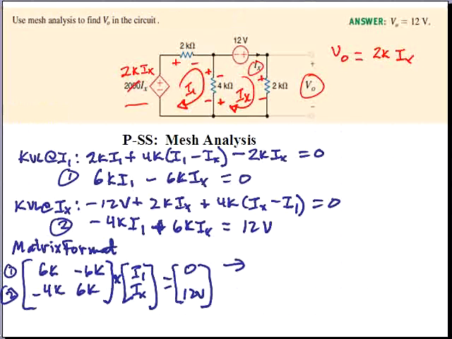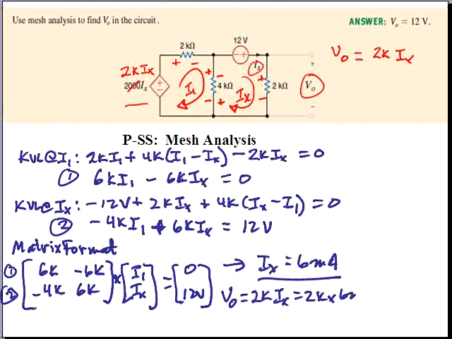This yields, since we're only interested in the I sub X current to solve the problem, IX is equal to 6 milliamps. And then we can use our auxiliary equation that VO is equal to 2K IX, which is equal to 2K times 6 milliamps, or VO is equal to 12 volts.